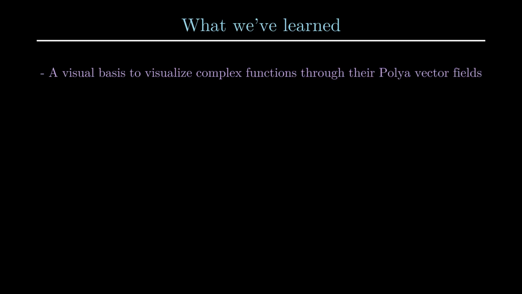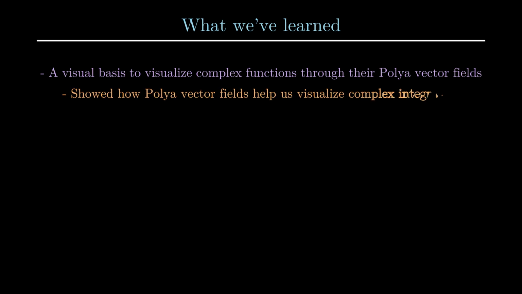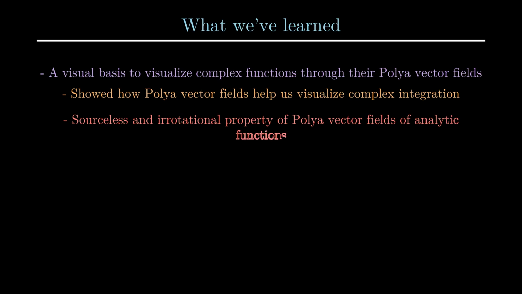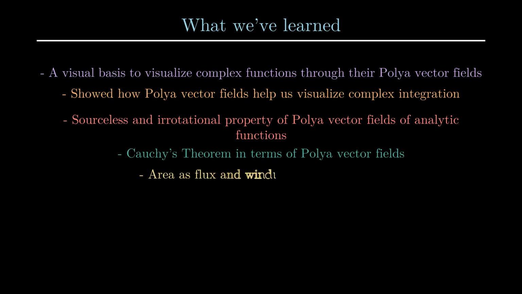Before we end off, let's just recap on what we've learned in this video. We've established a visual basis to visualize complex functions through their Polya vector fields. We've shown how Polya vector fields help us visualize complex integration. We described the sourcelessness and irrotational property of Polya vector fields of analytic functions. We've shown a new way of thinking about Cauchy's theorem in terms of Polya vector fields. And we've applied Polya vector fields to think about area as flux and winding numbers as flux.